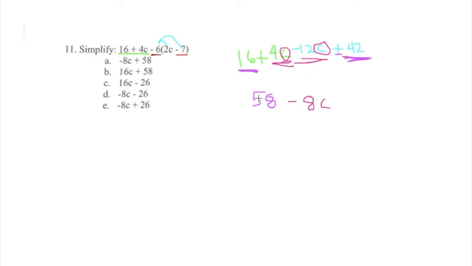So our final answer is 58 minus 8c, and we look at all the answers, and we see that this one right here is negative 8c plus 58, which is just what we got, but rearranged. As you can see, we can just move this to the front, and that leaves us with negative 8c plus 58. And now we're done. That's our answer. Wasn't so bad, was it? This one is going to be A, negative 8c plus 58.